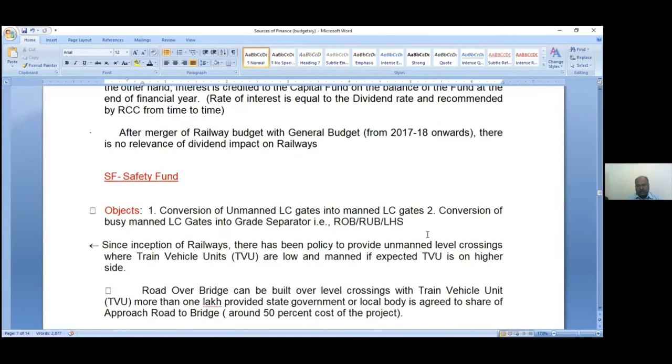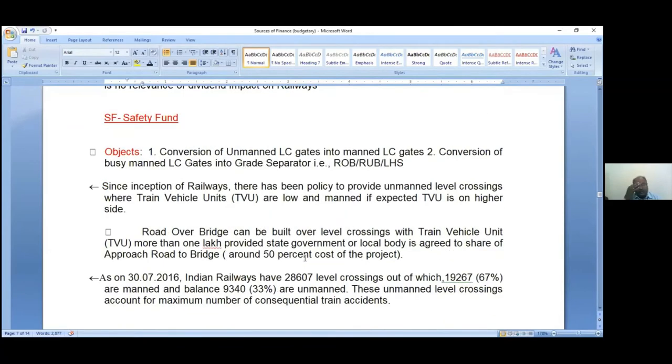Now the safety fund. This is very important. It is for road users. That means the road users who are crossing the rail, we are constructing these as manned level crossings, that is ROB, RUB and limited height subways. That is for small types of vehicles where the traffic is very low, and manned. That means they travel across the track at level crossings, but unmanned. That means if the limits are more than level crossing train vehicle units, there is a justification for construction of roads. Normally the state government contributes 50% because it depends on the ROB.